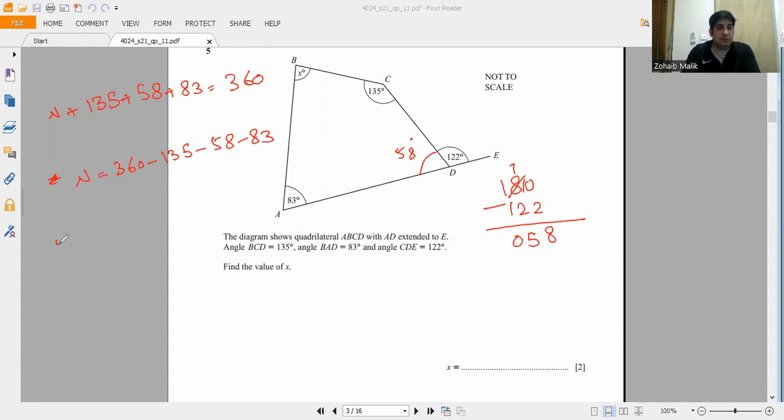So first, let me do 360 minus 135. This is 10 minus 5 is 5, 5 minus 3 is 2, 3 minus 1 is 2, so 225. Then 225 minus 58: 15 minus 8 is 7, 11 minus 5 is 6, so 167. And then minus 83: 7 minus 3 is 4, 6 minus 8 is not possible, so 16 minus 8 is 8. So the final answer is 84 degrees.